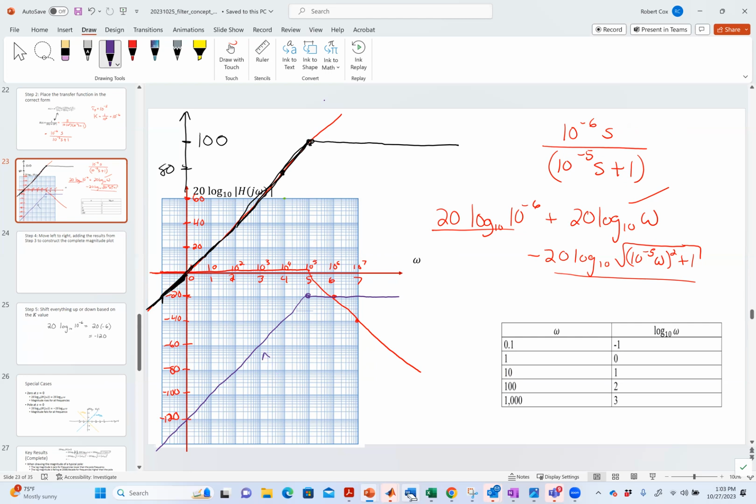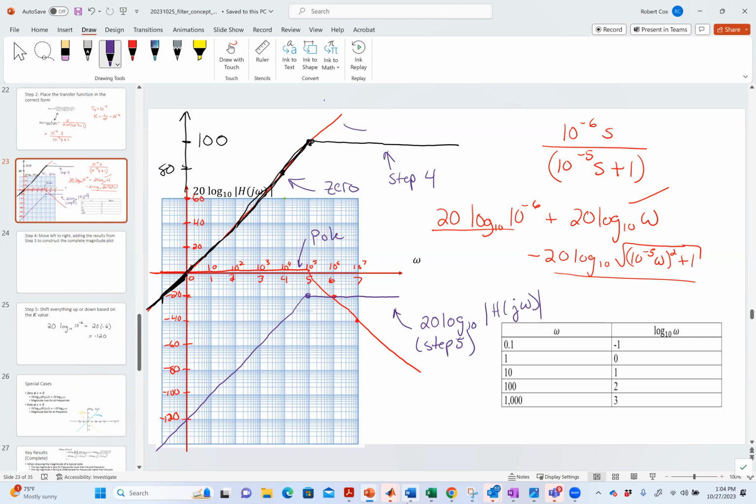This guy here, the purple, is for me 20 log 10 of the magnitude of H of j omega. That is it. This was the pole. This was the zero. This was the result of step 4, adding them all up. This guy here was the result of step 5.